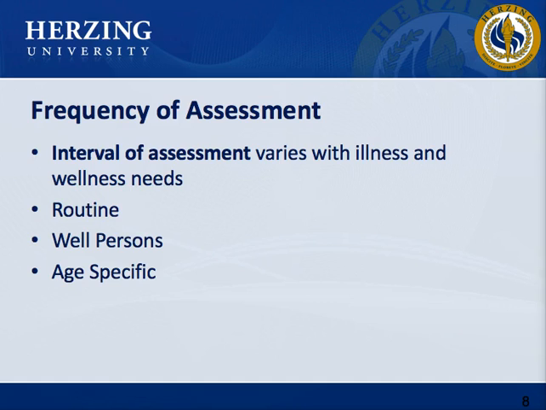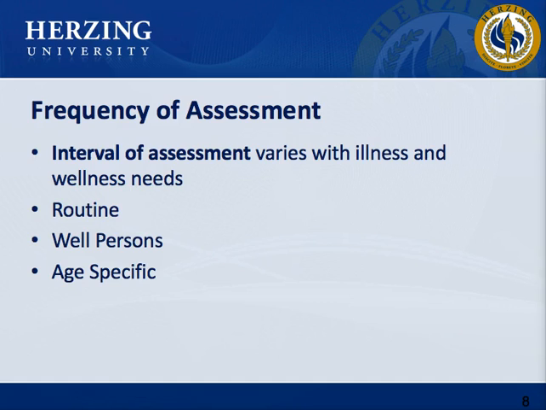The frequency of assessment. Interval of assessment varies with illness and wellness needs. Ill people seek care because of pain or abnormal signs and symptoms. This prompts an assessment, which would include gathering a complete database or emergency database. You would need to screen history for dietary intake, physical activity, tobacco, alcohol, or drug use, and sexual practices. Counseling for injury prevention, substance abuse, sexual behavior, diet and exercise, and dental health may be included.